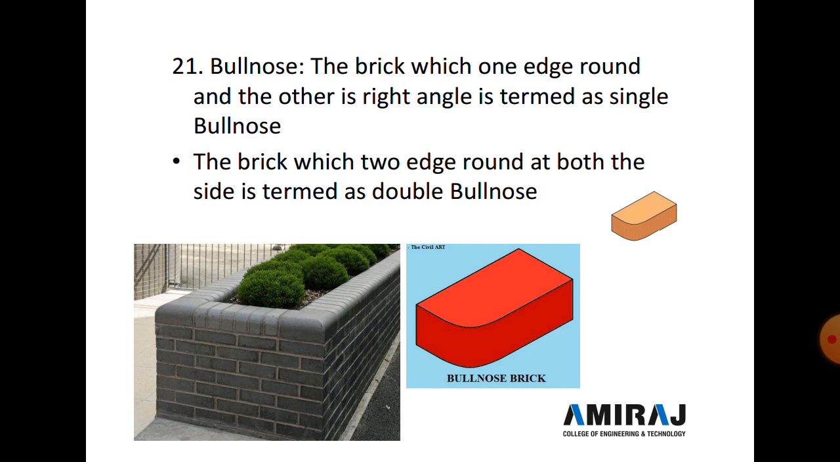Next is a bull nose. The brick which has one edge round and the other edge a right angle is termed a single bull nose. Here, the single bull nose is generally used in a gardening area and as a top portion of a partition wall or compound wall for attractive view purposes. This type of brick is also used in corner brick construction work.